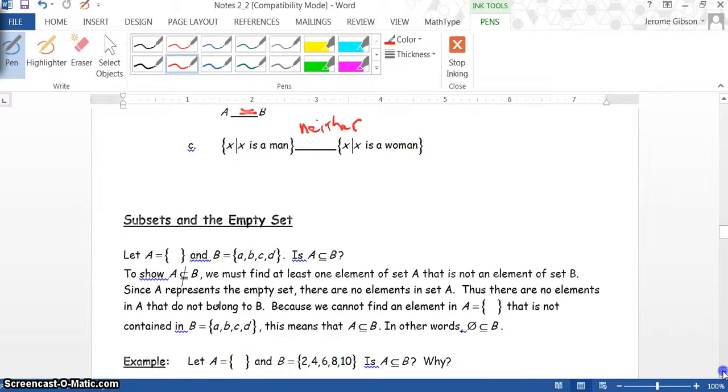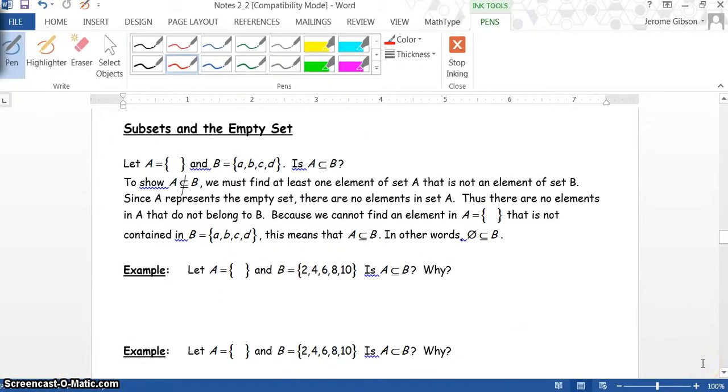Now we come down here to subsets and the empty set. Let A equal the empty set and B is equal to {A, B, C, D}. Is A a subset of B? To show A is not a subset of B, we must find at least one element of set A that is not an element of set B.